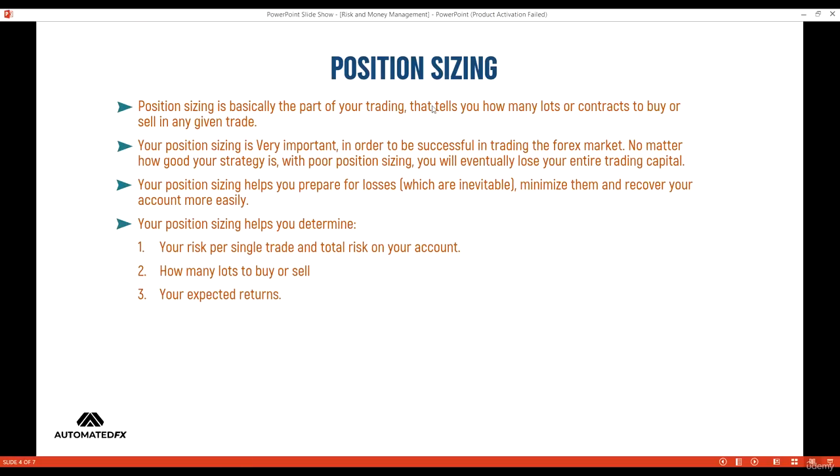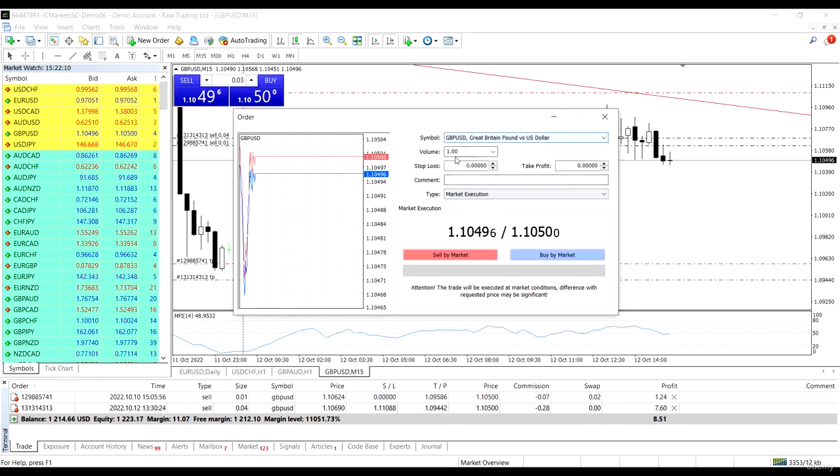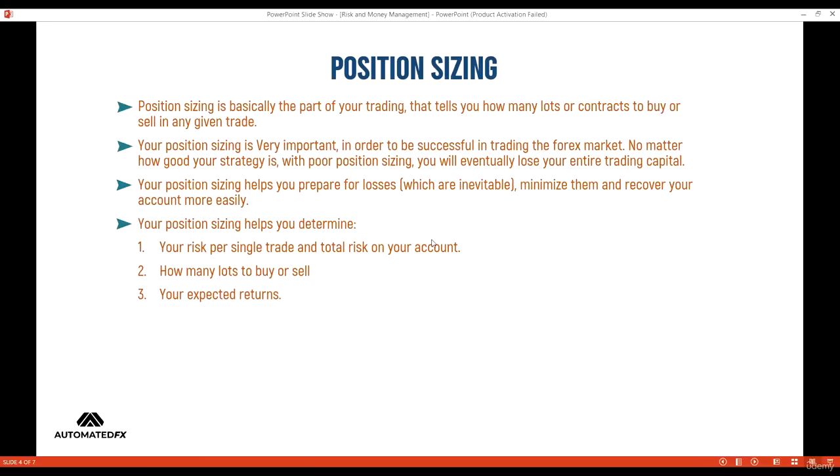So back to the main business of the day, which is position sizing. So that is what the position sizing helps us achieve. Okay, it helps us know how many lots to use per trade. Good. So your position sizing is very important in order to be successful in trading the Forex market. No matter how good your strategy is, with a poor position sizing, you will eventually lose your entire trading capital. So that's inevitable with a poor position sizing.